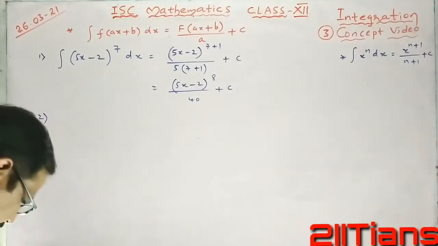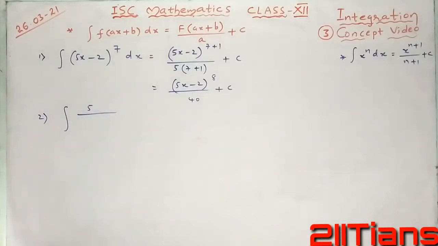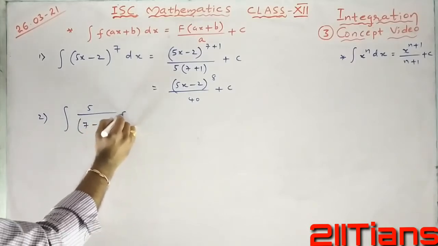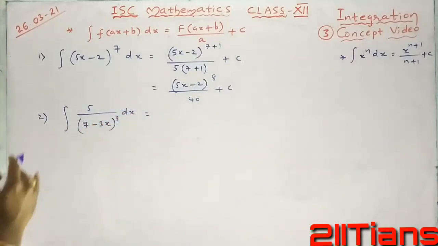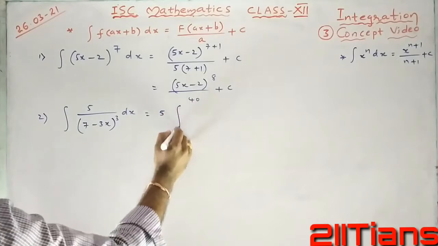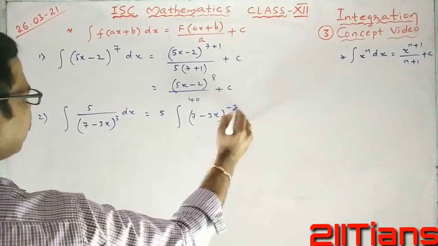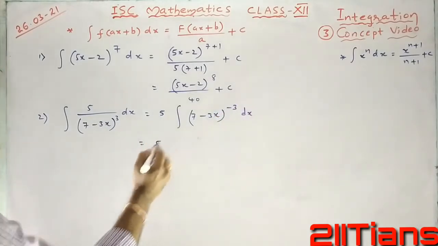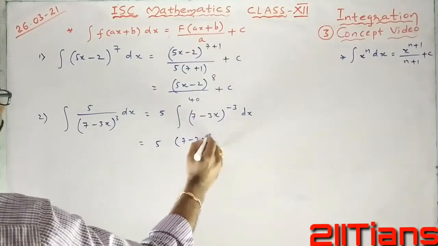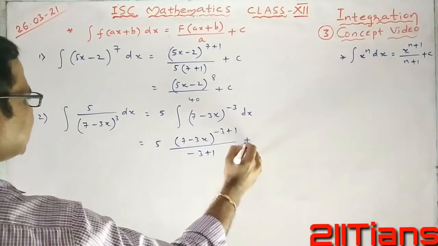Suppose if you have 5 by 7 minus 3x whole cube dx. First I will bring the denominator term into the numerator. 5 can be kept aside. Integral 7 minus 3x whole to the power minus 3 dx. It is also in the form of x power n. So I can write x to the power n plus 1 upon n plus 1 plus c.